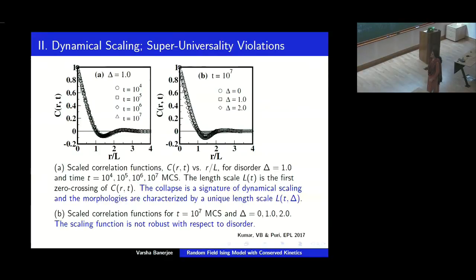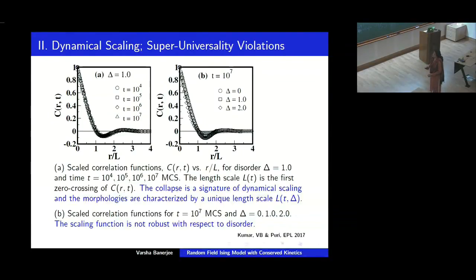So that's the plot showing dynamical scaling. What it is showing is the scaled correlation function for a particular value of delta. Let's say this is delta equal to 1.0, and this is at different values of t, so as the system is evolving. So, we've let the system evolve really for very, very long times. It was a very challenging simulation. Okay? And in this case, L(t), the characteristic length scale, is the first zero crossing of C(r,t).